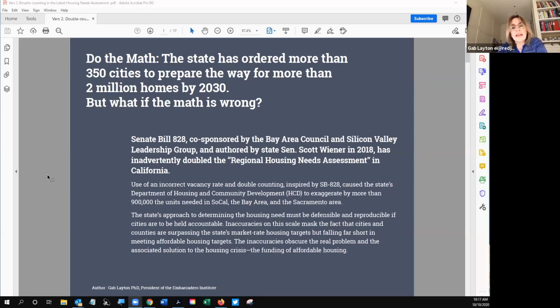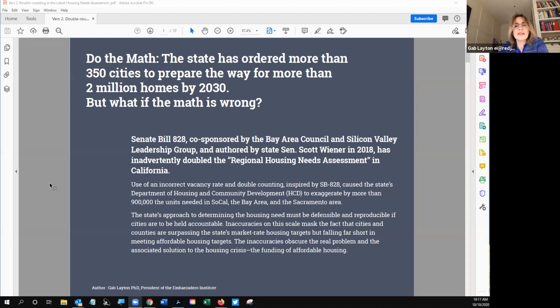My point is that this process has been going on for decades, that the Department of Finance and the Department of Housing and Community Development developed these housing goals for the cities. But it seems that SB 828 inadvertently has introduced these errors because of a misunderstanding that the existing housing needs were not already being factored in, and a misunderstanding about vacancy rates.